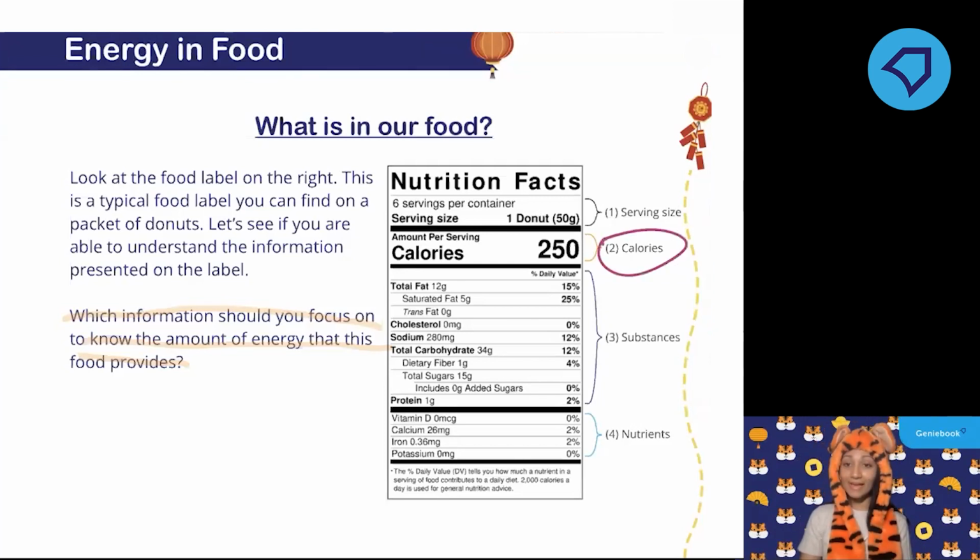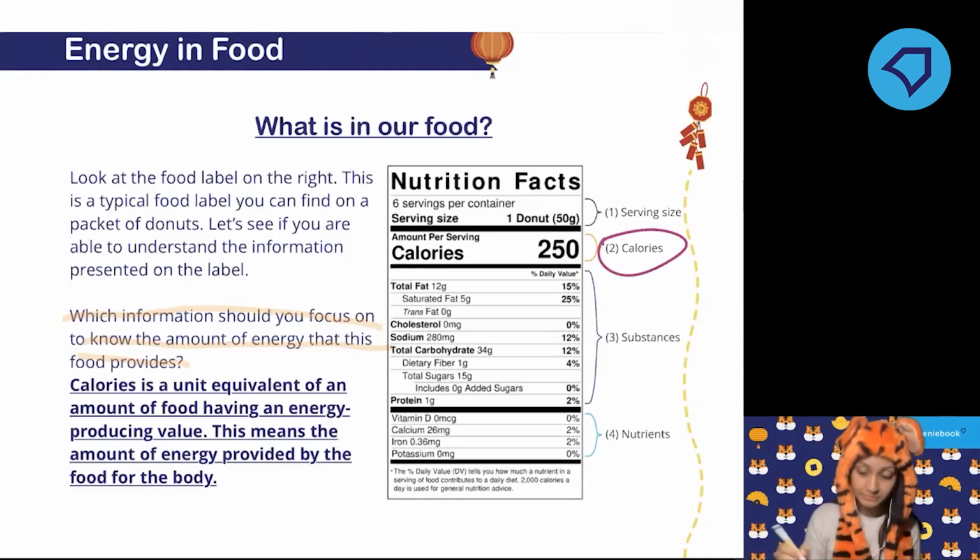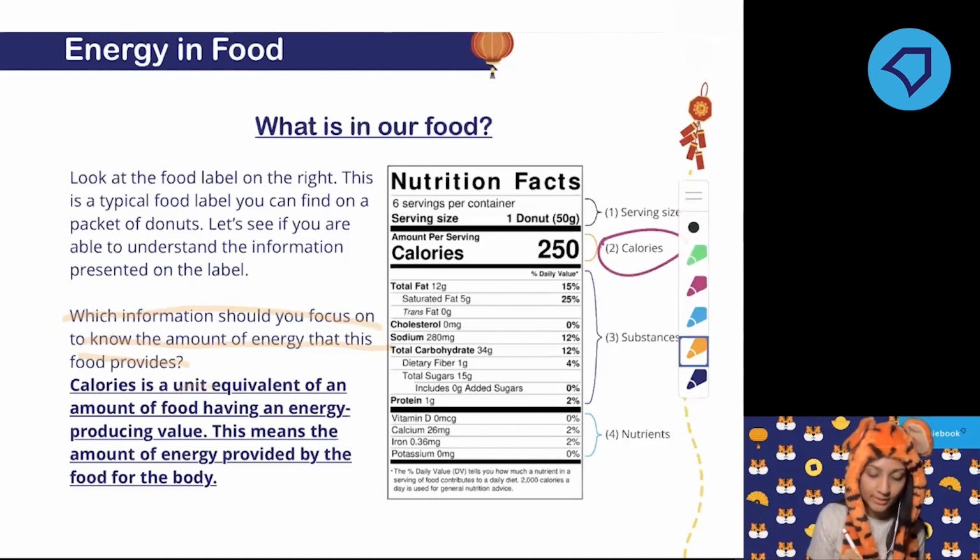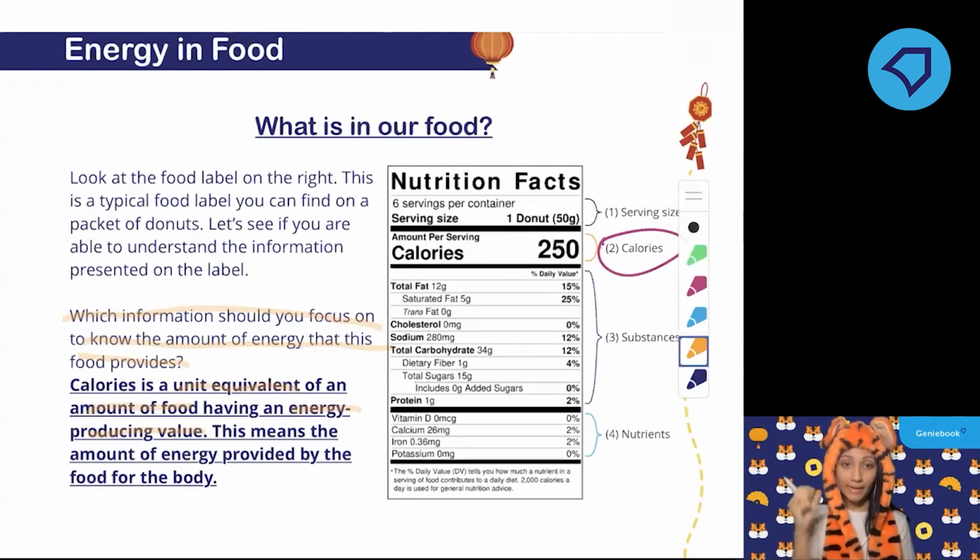The answer is calories. So what is the explanation behind this? Calories is basically what we call the unit equivalent of the amount of food having an energy producing value. In other words, you can estimate the amount of energy that you get by looking at the number of calories. So the higher the calories, the more energy you will get from eating this. So if you're aware of this, well done. You have to look at the labels sometimes, just to check it out.